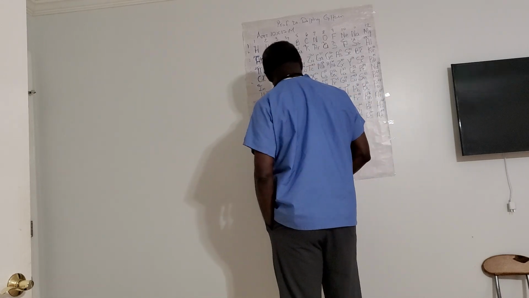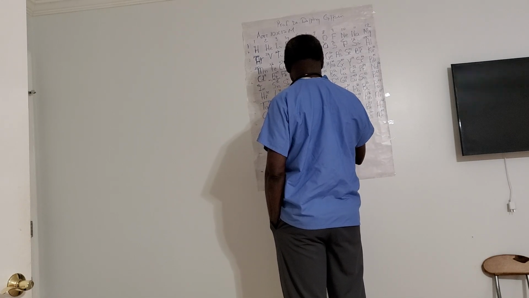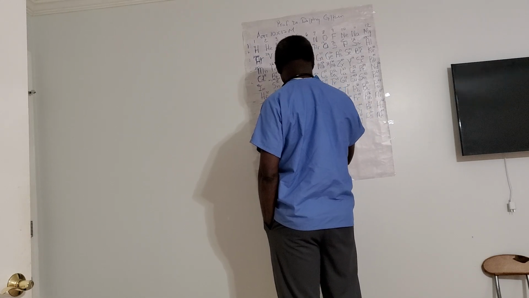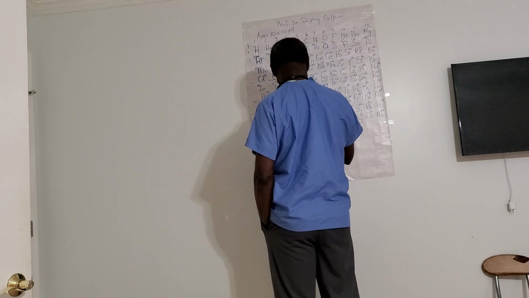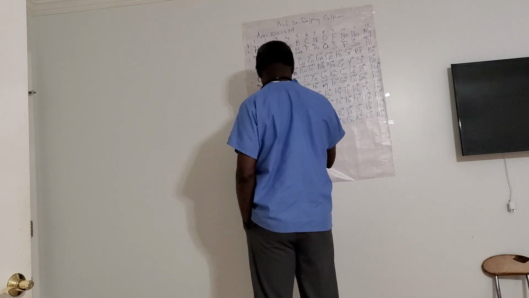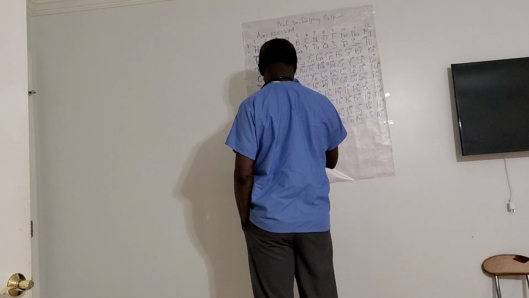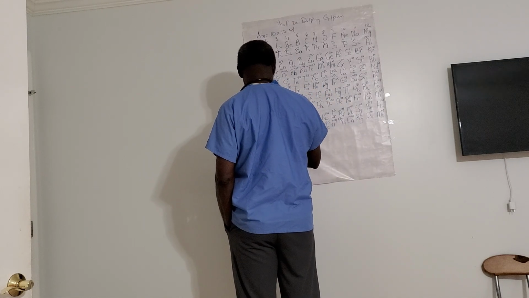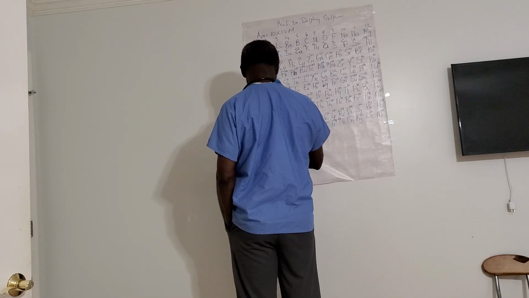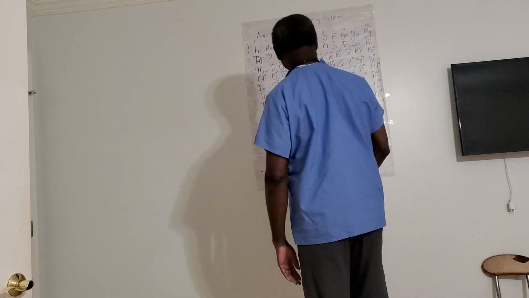117 tennessine. 118 oganesson. 119 ununennium, and 120 unbinilium. So there are our specialized 10 by 12 chemical matrix with the chemical elements.